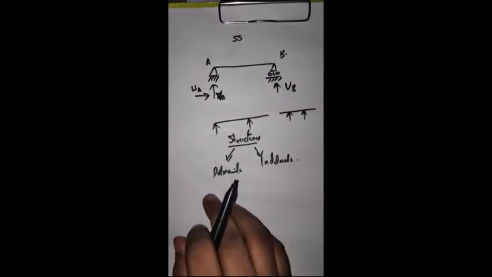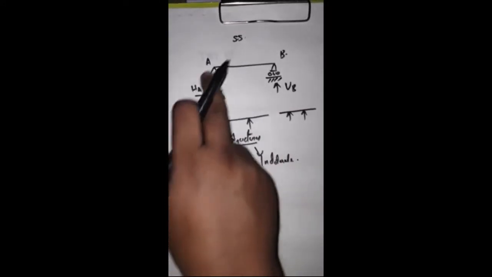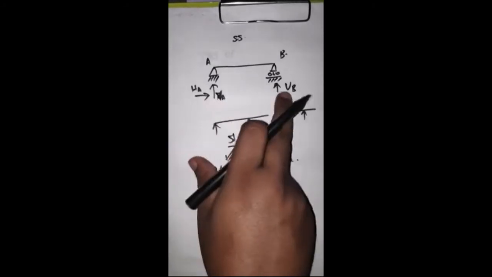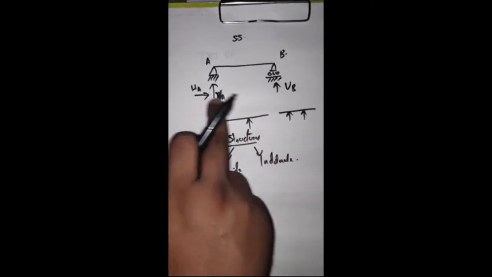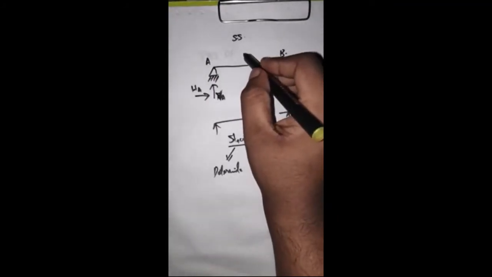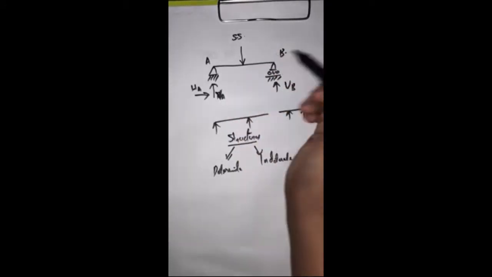Determinate and indeterminate. For example, in a simply supported beam we have to find 3 unknowns. We don't know what the reactions are. In a beam there can be 3 types of load. One is a point load. This is a point load.